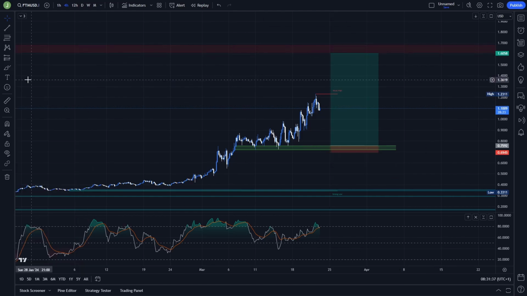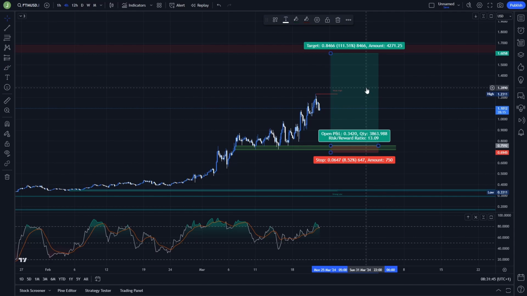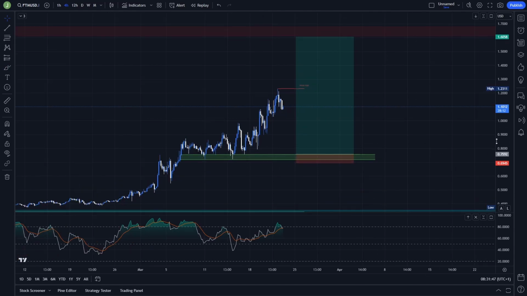which is between levels 1.681 and 1.610, which will give you a risk reward ratio of approximately 13, which is, in my opinion, absolutely insane.